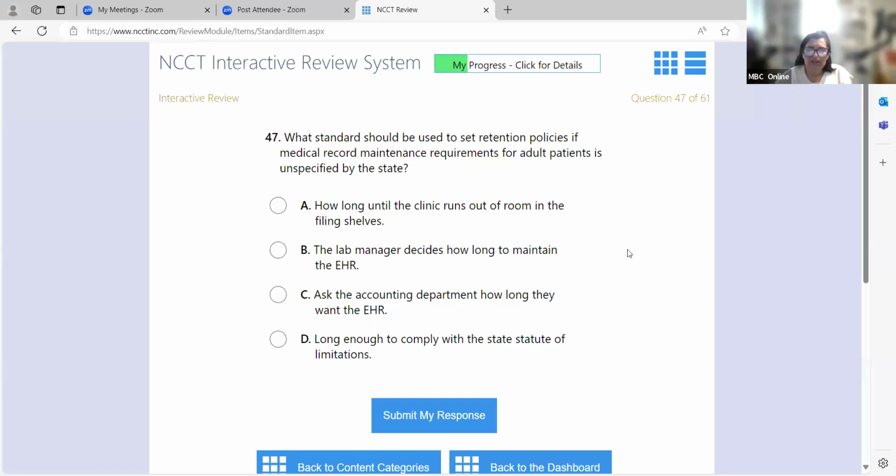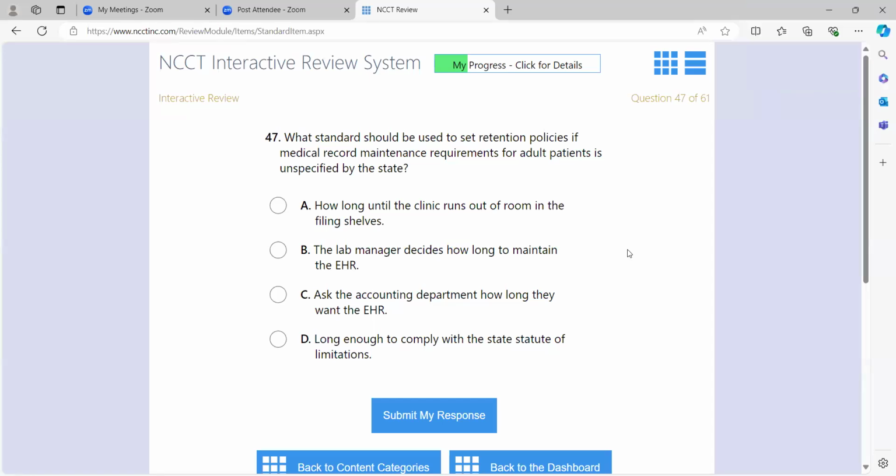What standards should be used to set retention policies if medical record maintenance requirements for adult patients are unspecified by the state? A, how long until the clinic runs out of room in the filing shelves. B, the lab manager decides how long to maintain the EHR. C, ask the accounting department how long they want the EHR. D, long enough to comply with the state statute of limitations.